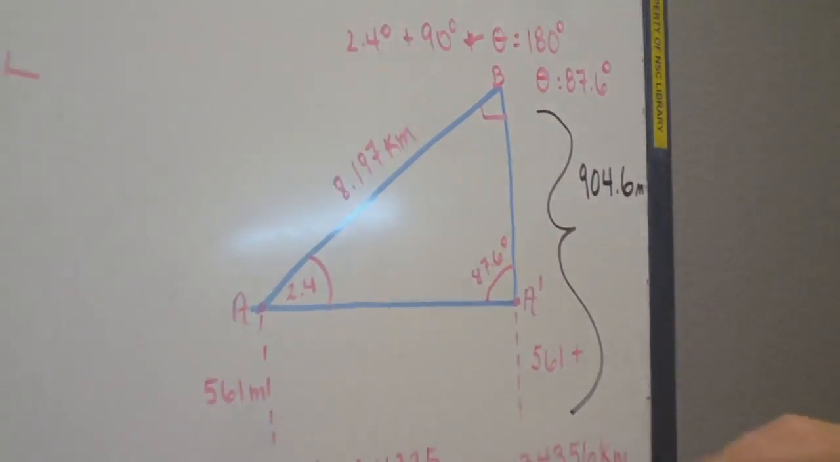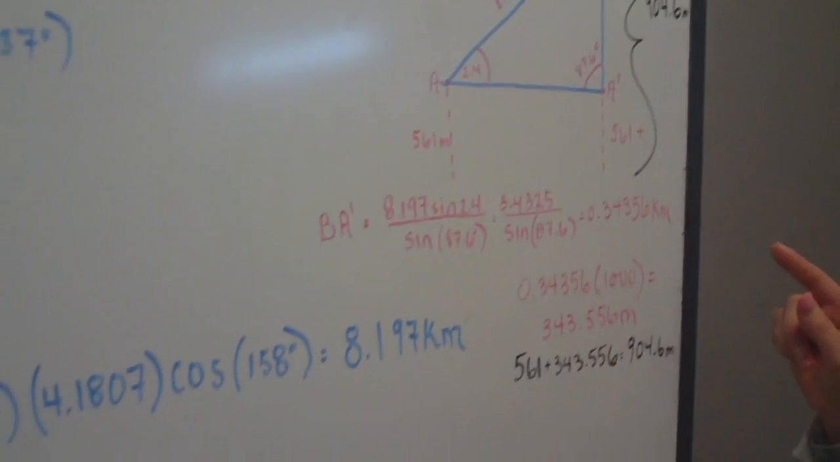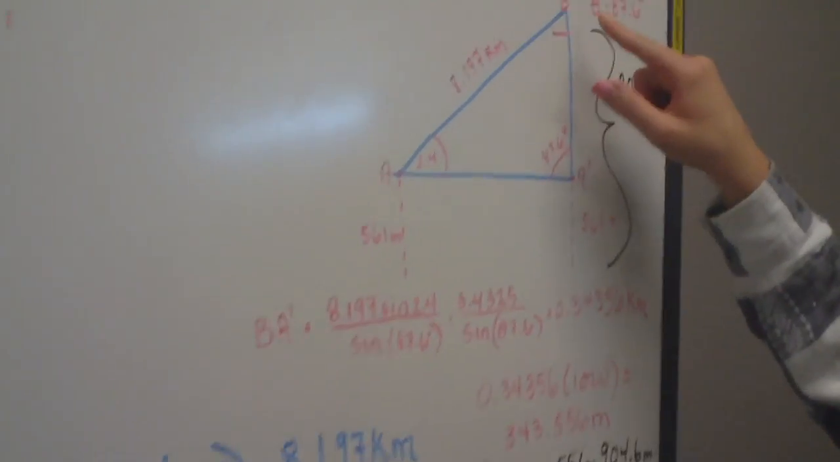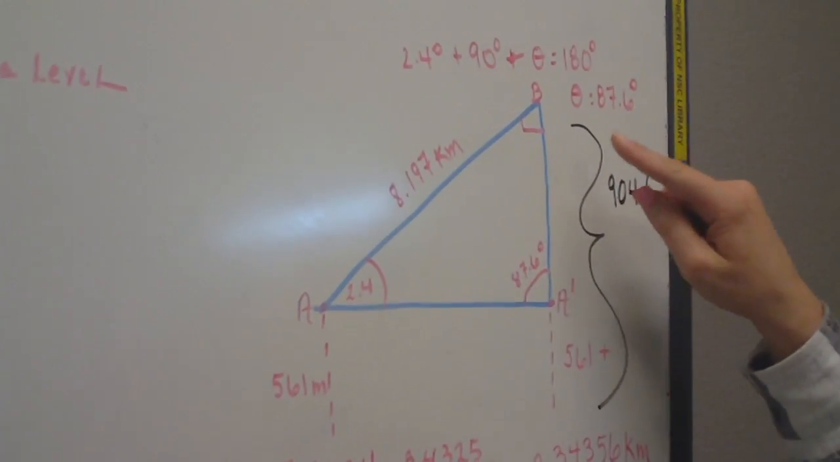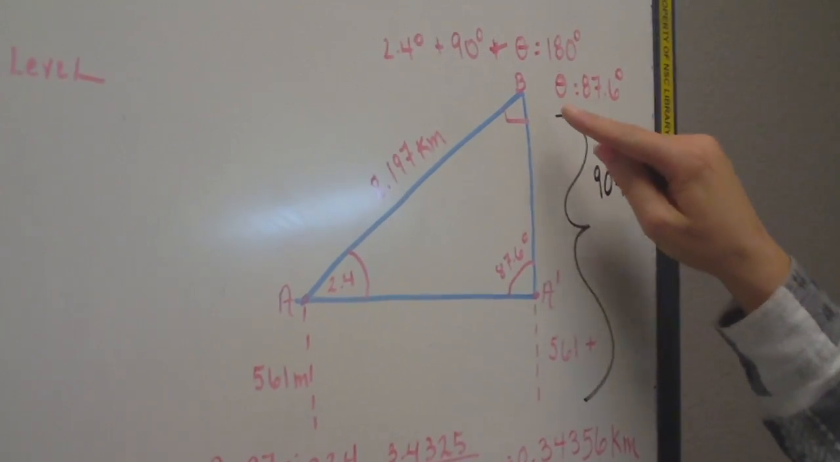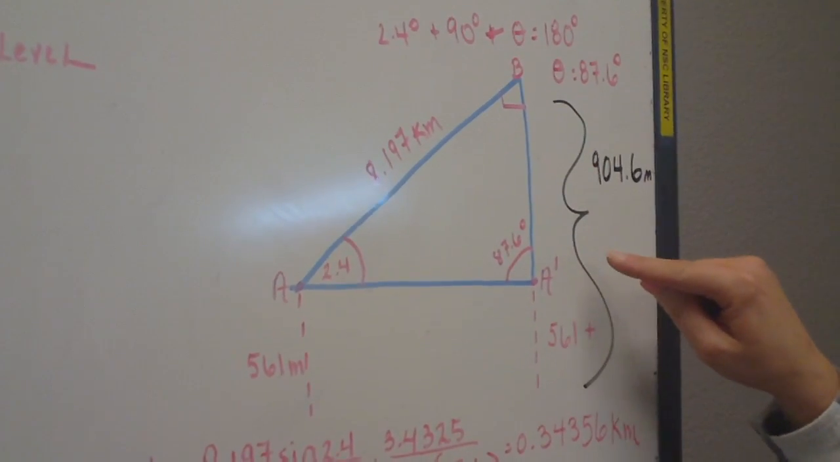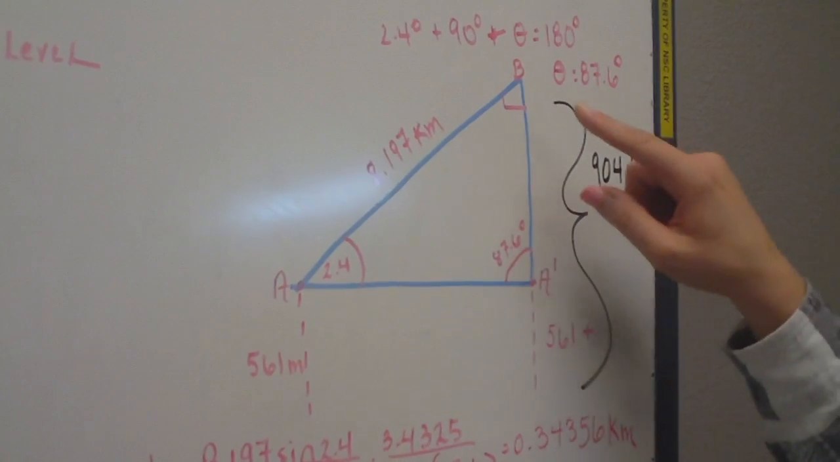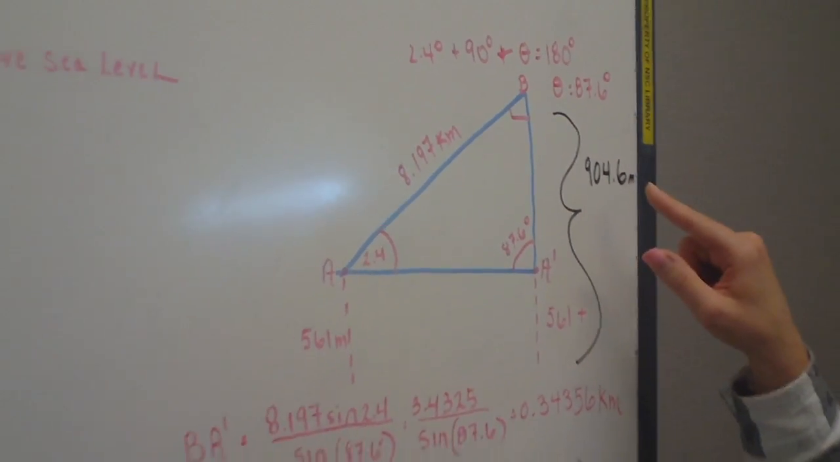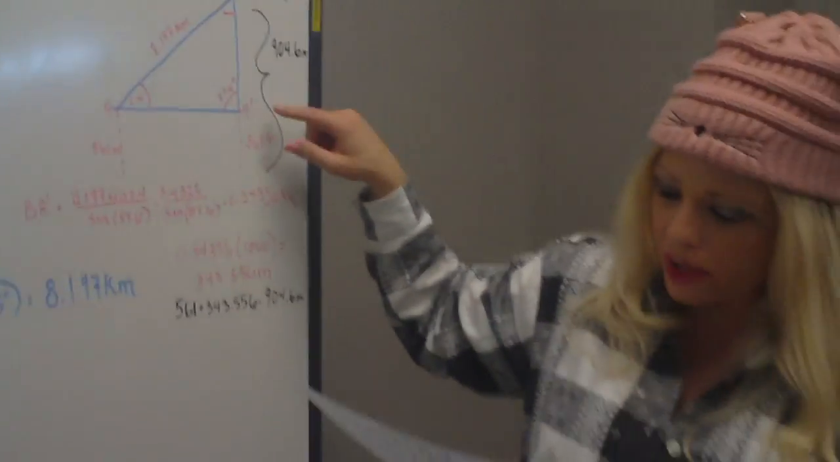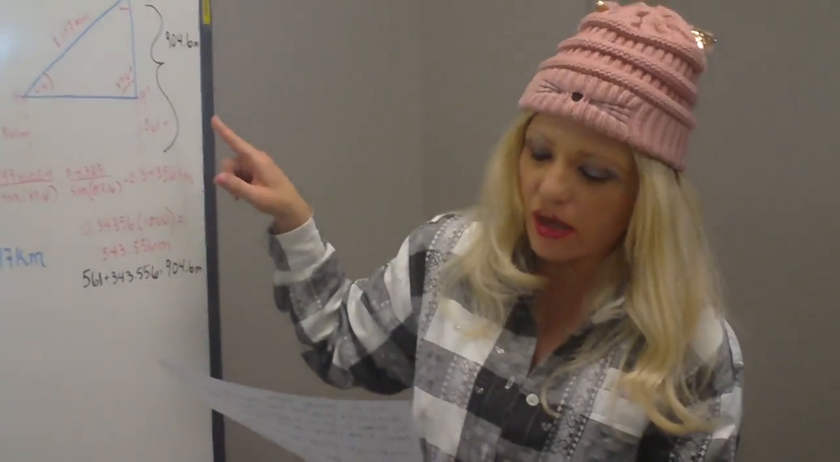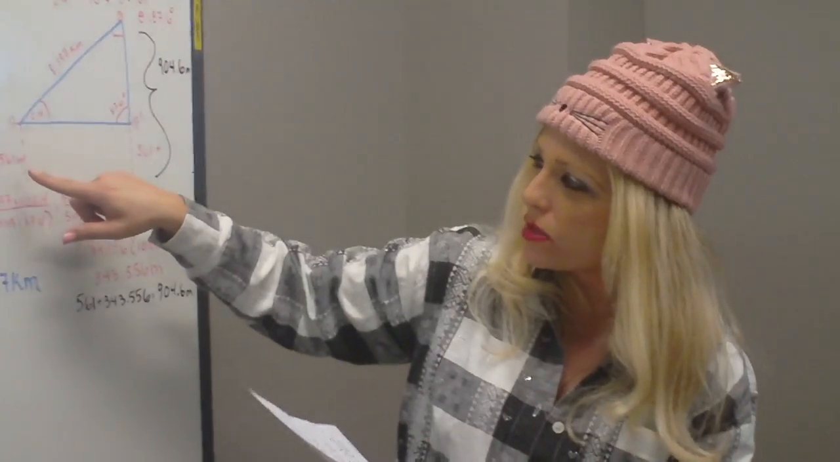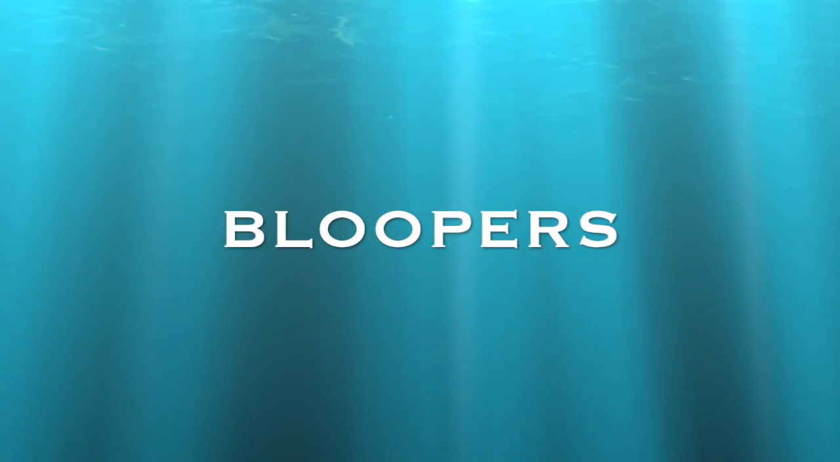Okay, so we're going to use the law of sines to determine the length from A to B. Once we have A to B, we can find B to A1. And this B to A1 is the elevation of our peak. Once we find our height, we convert it to meters, and then we add the sea level amount.